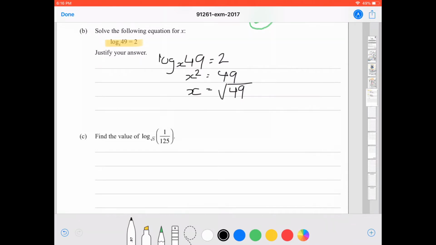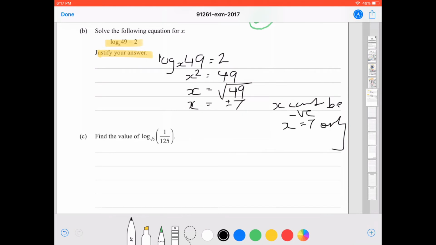And so x equals plus or minus 7, but that's not true because you cannot have a negative base for your logs, and that's what they're getting at when they say justify your answer. So we'll say x can't be negative, and so x equals 7, let's say 7 only.